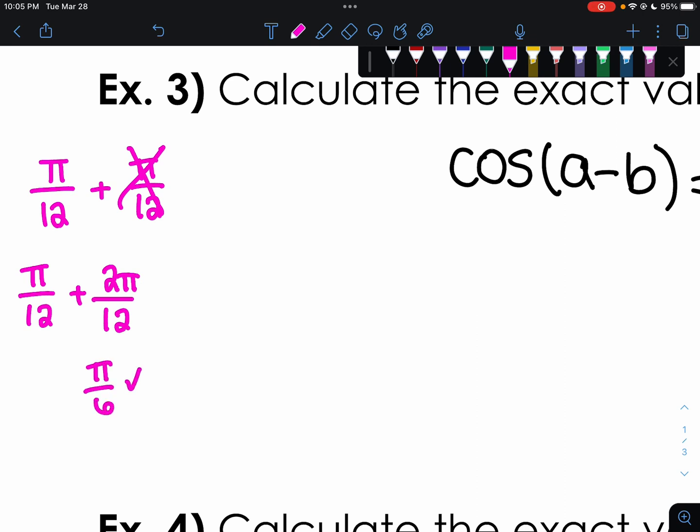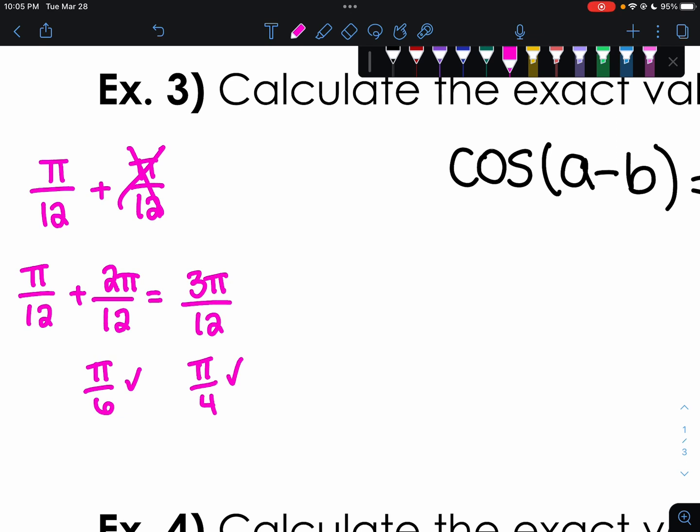I know that angle. So if I add them, I get 1 pi plus 2 pi. That gives me 3 pi. And my denominator stays the same. And then I check to see if I can reduce that fraction. This fraction reduces the top and the bottom by 3, which gives me pi over 4. I know that angle. So since I know both of those angles, I can use them for my difference formula.